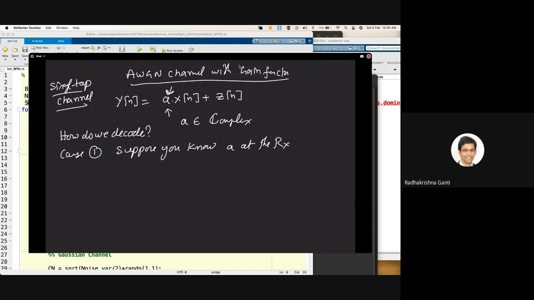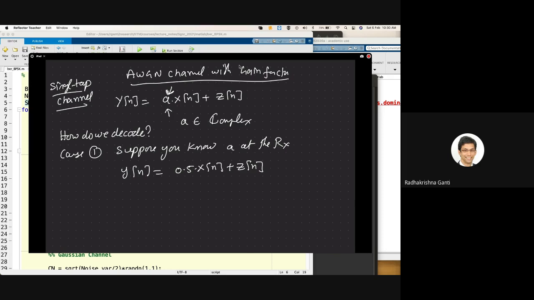Let's take a simple channel as an example. Y of n is equal to 0.5 times X of n plus Z of n. I'll just take 5 more minutes and then we'll conclude. Y of n is equal to 0.5 times X of n plus Z of n. Then what do we think we should do at the receiver?